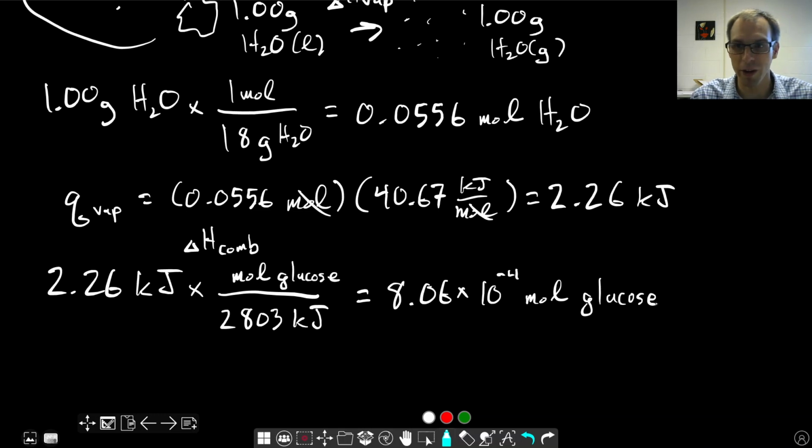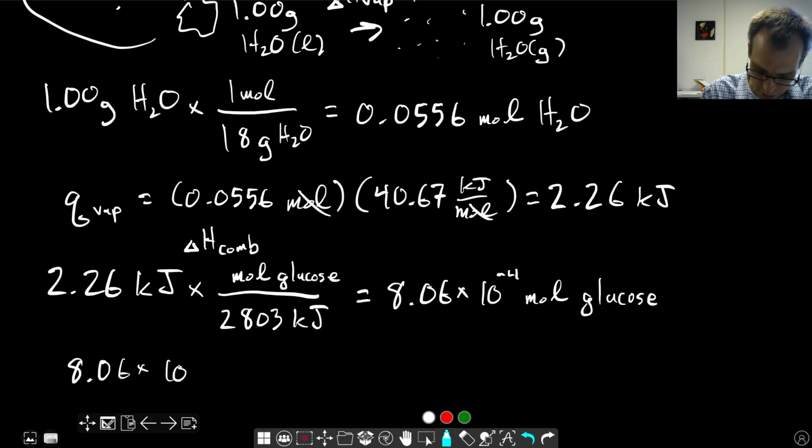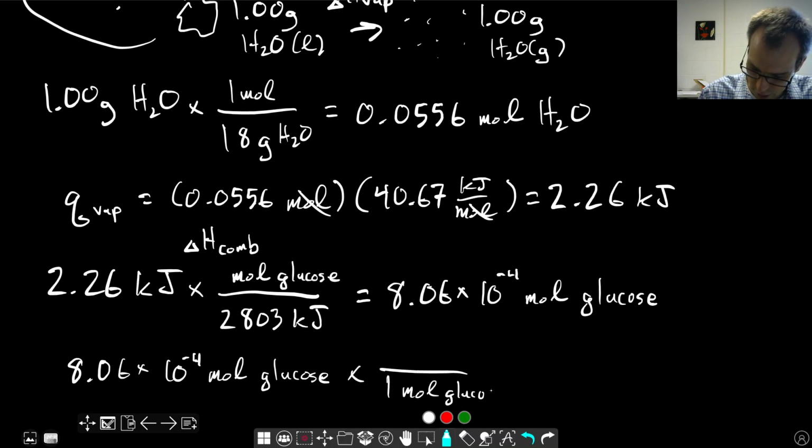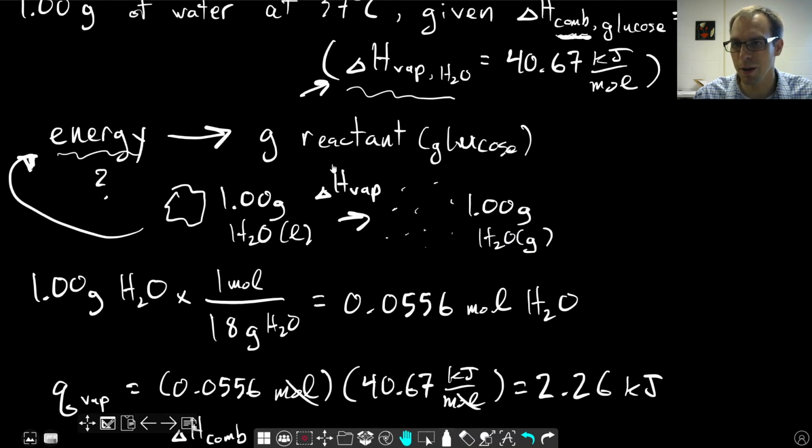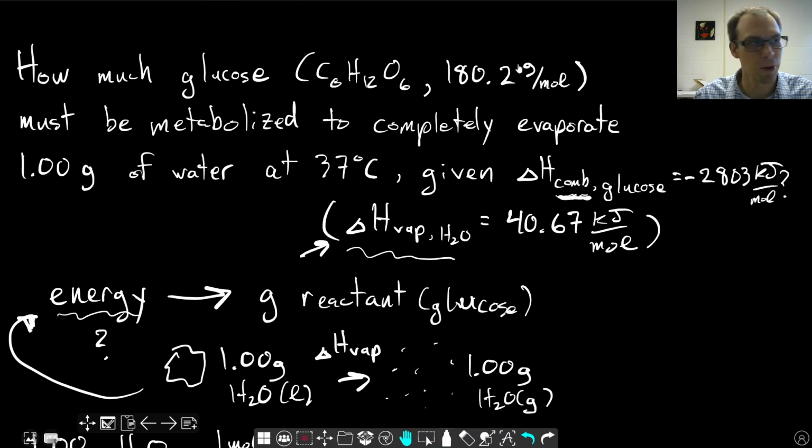And we can see that's not very much glucose. It's only 1 gram of water, so we're not going to need tons of sugar to power this. And then what we want to do is multiply by the molar mass to get grams. So 8.06 times 10 to the minus 4 moles of glucose, and then multiply by, for every mole of glucose, we have the molar mass up at the very top of the question here. Come back up here. 180.2 grams per mole.